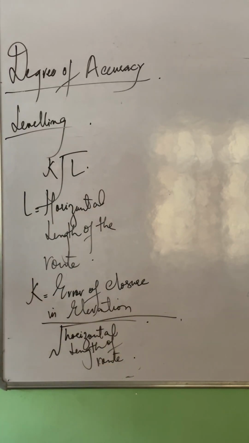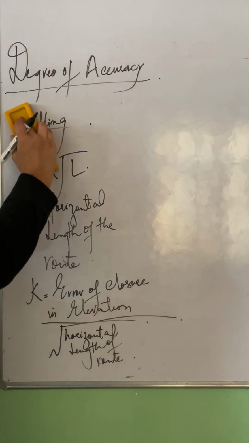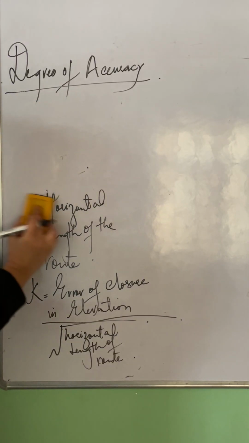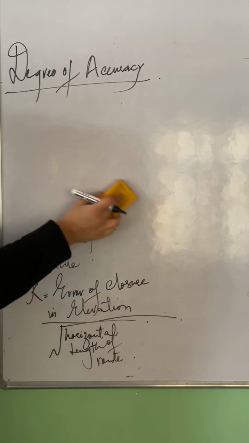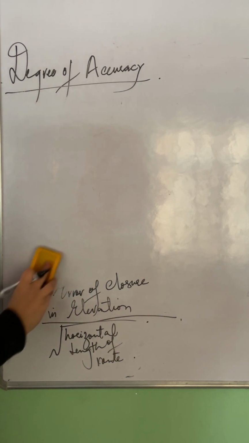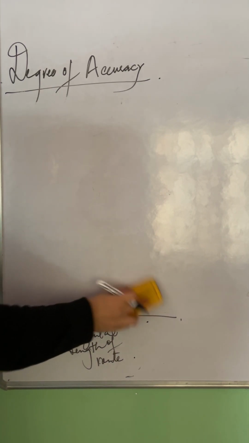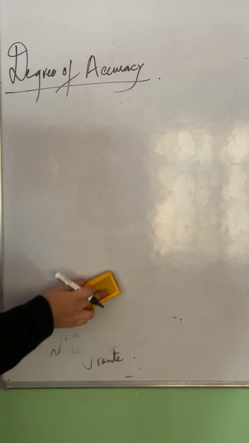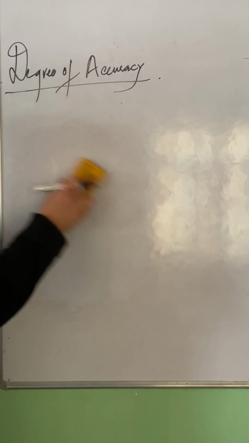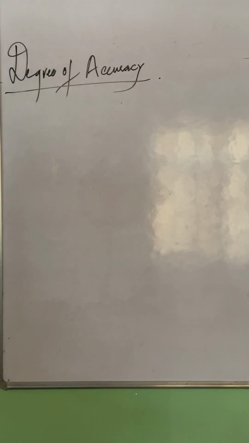This was about degree of accuracy in linear measurements, in traverse, angular measurements, and in leveling. The degree of accuracy is the ratio between error and the corresponding measured distance as far as linear measurements are considered. But the trend is to use standard errors instead of probable errors.